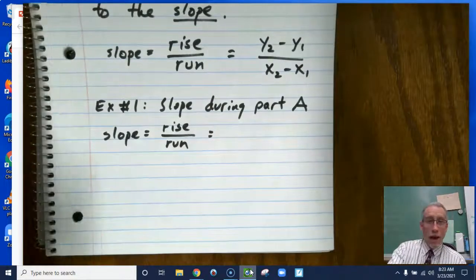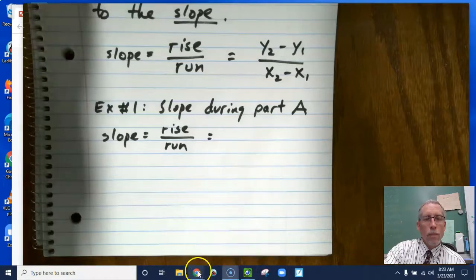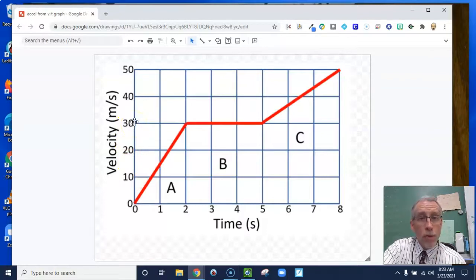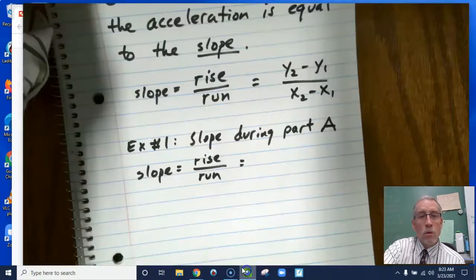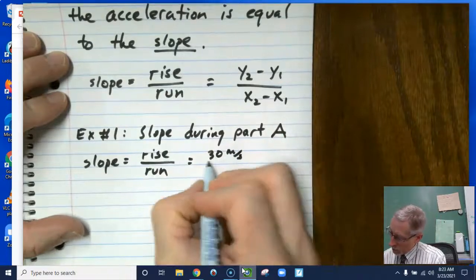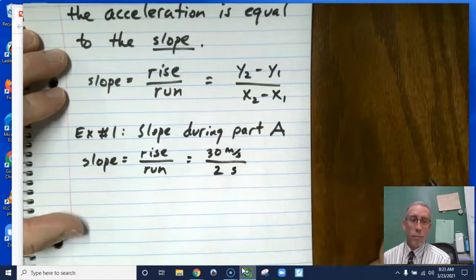And then back on this graph, let's look at the slope during this part. So we start on 0, 0, and we go up here. So we're looking at the rise. How much do we go up during segment A? We start at 0, we end up at 30 meters per second. So that's a rise of 30 meters per second. And what's our run? It's how far over we go from the beginning to the end of that segment. We go over from 0 to 2 seconds. Okay? So that means the rise is 30 meters per second, and the run is 2 seconds.